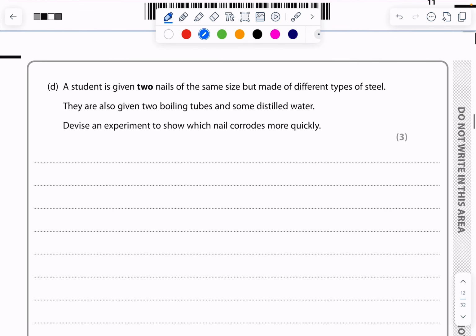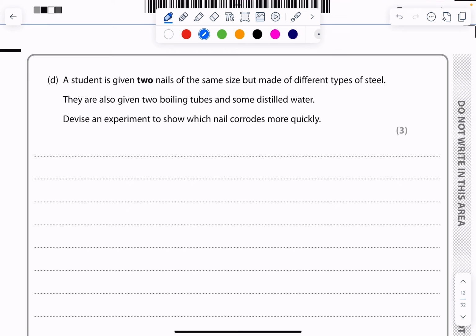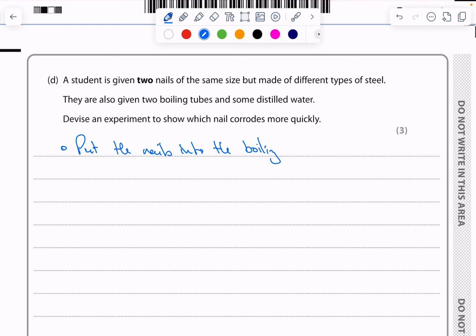Okay, now we've got an experiment we did in class. It says, given 2 nails, same size, different types of steel, they have 2 boiling tubes and some still water. Devise an experiment to show which nail would corrode more quickly. So what you'd have to do here is put the nails into the boiling tubes that they've given us, and you'd have to make sure that water was present inside there.